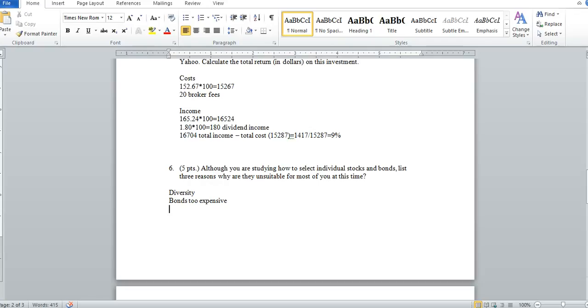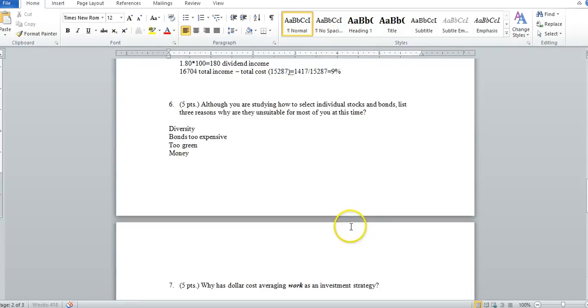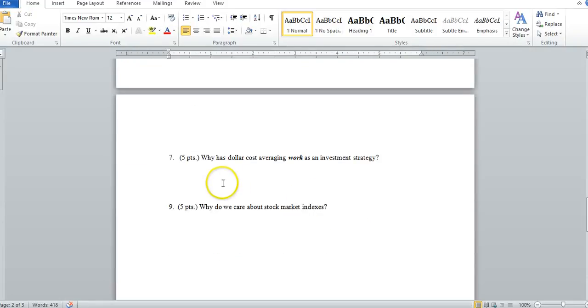Next, I would say that you're probably not ready. So you're too green in this area. And maybe another thing would be money. It's too expensive. You need to go for mutual funds. You could say you need to take more of a class. You need to get some more help. You could say a number of things on here. I don't think that would be a difficult question.